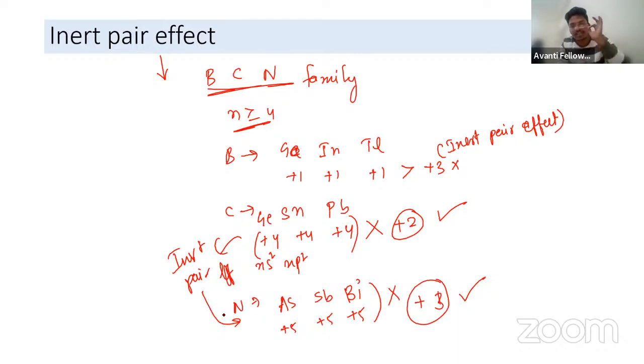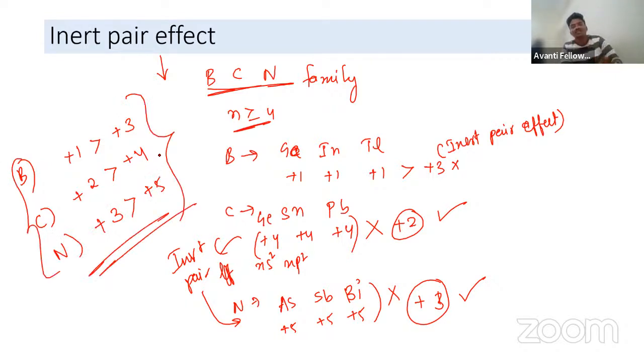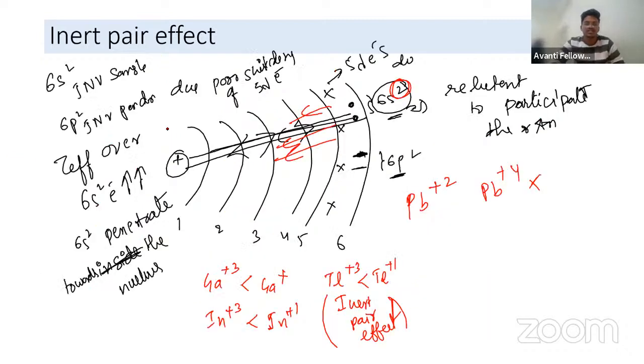So because of the inert pair effect, in heavier elements the smaller oxidation states are highly stable. Very important. +1 is more stable than +3 in the case of the boron family, and in the case of the carbon family, +2 is more stable than +4. In the case of the nitrogen family, the +3 state is more stable than +5. Very, very most important. So why am I telling all these things? Just remember very clearly.